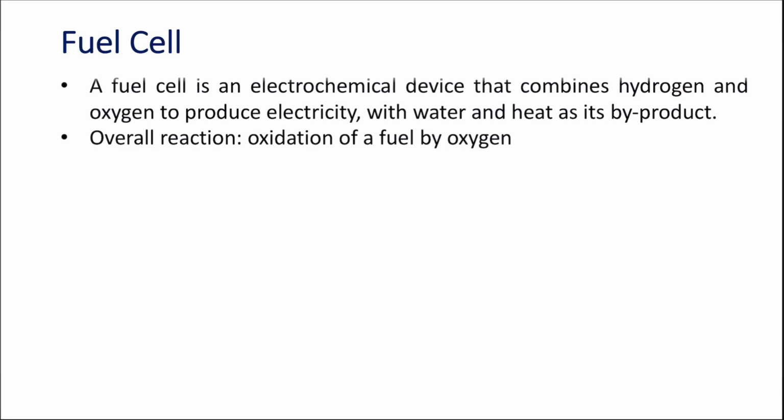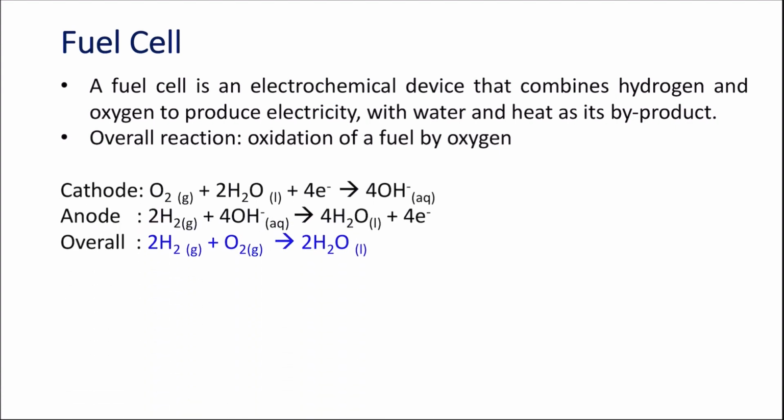Next, kita masuk bahagian fuel cell. So fuel cell ni adalah electrochemical device yang menggabungkan hidrogen dan oksigen, dan dia akan produce electricity, di mana water dan heat adalah dia punya byproduct. Jadi overall reaction dia akan berlaku proses oxidation by oxygen, di mana dia gunakan minyak, dan proses di bahagian anode and cathode masih lagi berlaku. Overall, you can see that you form the water as the byproduct.